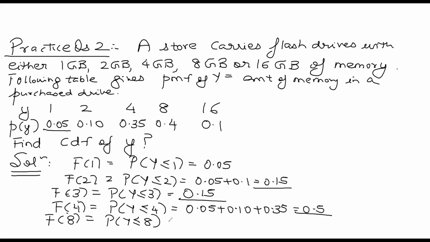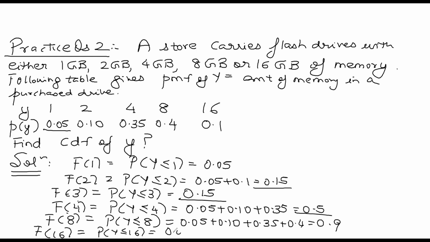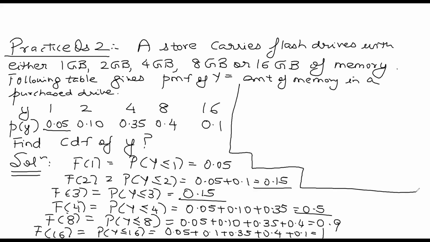So f of 8 will be 0.05 plus 0.10 plus 0.35 plus 0.4. It turns out to be 0.9, and f of 16 will be the probability of y less than or equal to 16, which means I add up everything. If I add up everything, I know what answer I'll get. Exactly 1. So how will I write it? So you can see it.